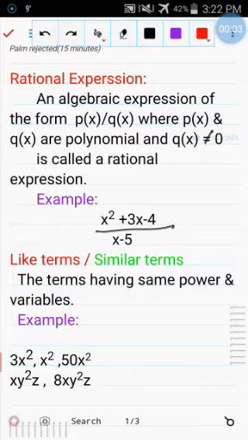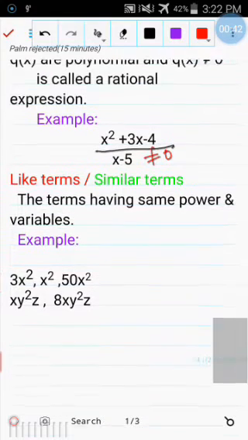Next we will discuss rational expression. What is a rational expression? An algebraic expression of the form p of x over q of x, where p of x and q of x are polynomials and q of x is not equal to 0, is called a rational expression. For example, x square plus 3x minus 4 whole divided by x minus 5. So this one is a rational expression, and the denominator x minus 5 is not equal to 0.